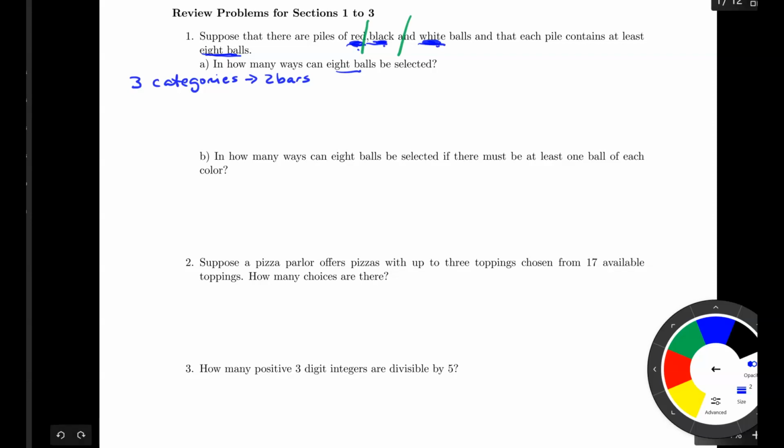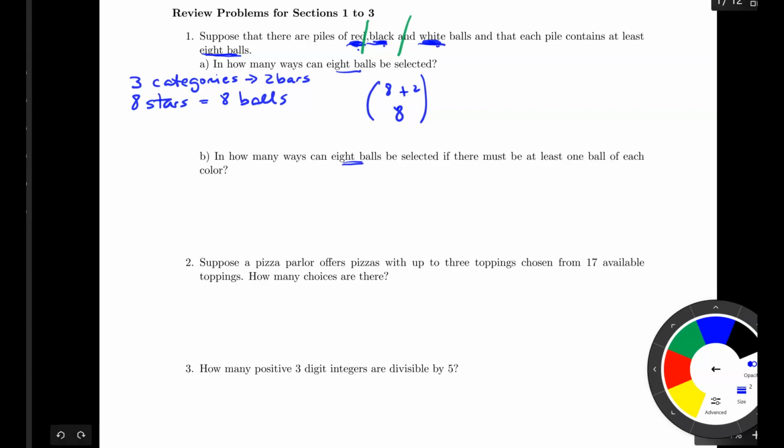And so then I want to know how many stars I want to pick. How many stars? That would be 8 balls, right? Those are the things that I'm choosing. So it's going to be 8 plus the 2 bars, and that's what I'm choosing from, and I'm going to be choosing 8 from there. All right, so it's the same problem, a little bit of a difference.